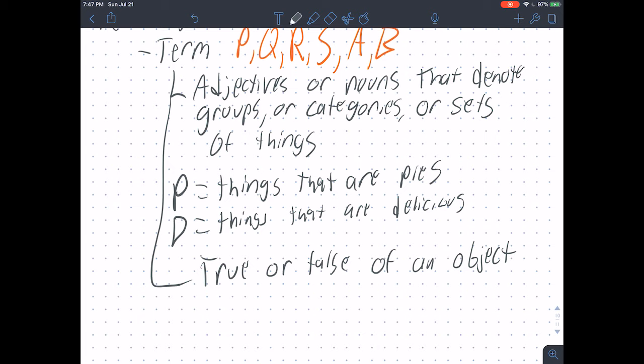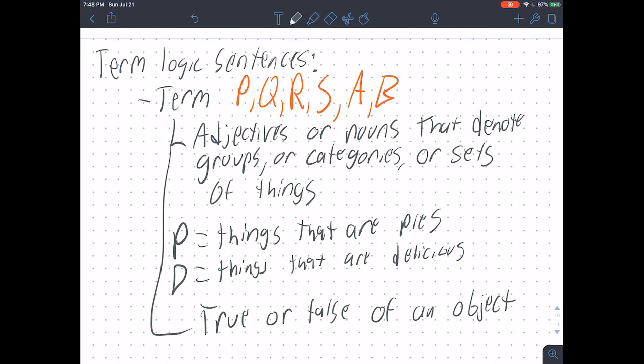Right, it would be false to say of The Rock, Dwayne Johnson, that he is a UCSC student, right? The term is false of him. So terms aren't true and false on their own. They're true or false of some object. Okay? So the first component of a term logic sentence are just terms, right?